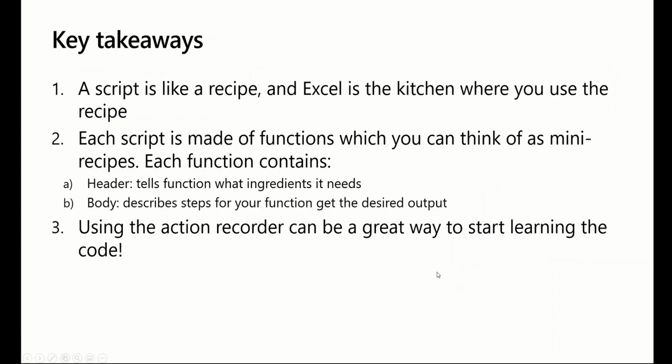So in summary, a script is like a recipe for your computer to follow, and Excel is the kitchen where you use this recipe. An Excel script is made up of functions which you can think of as mini recipes. The main function is the entry point for any script. It kicks off with the function header that tells the function the ingredients it needs to run successfully. So when you see the words function main, workbook, it's really saying to run the script you need a workbook, and which workbook you want to run the script on: current workbook. Then the curly braces are where you write the steps for your function.